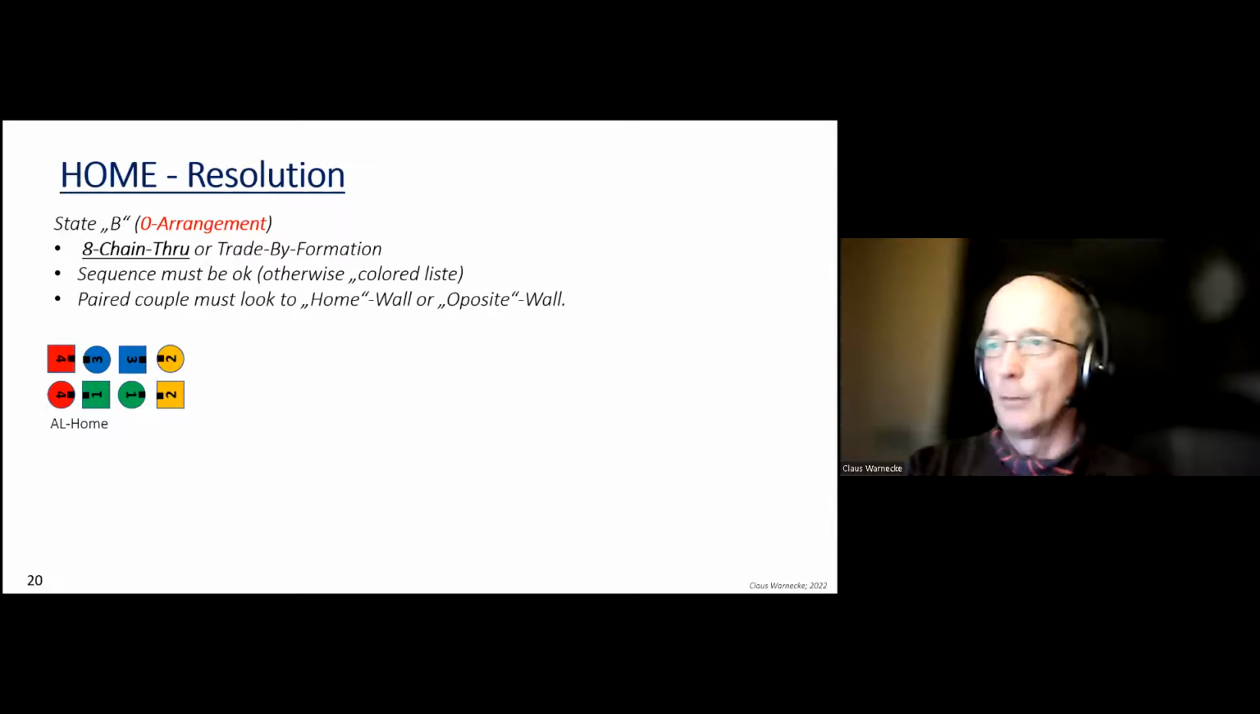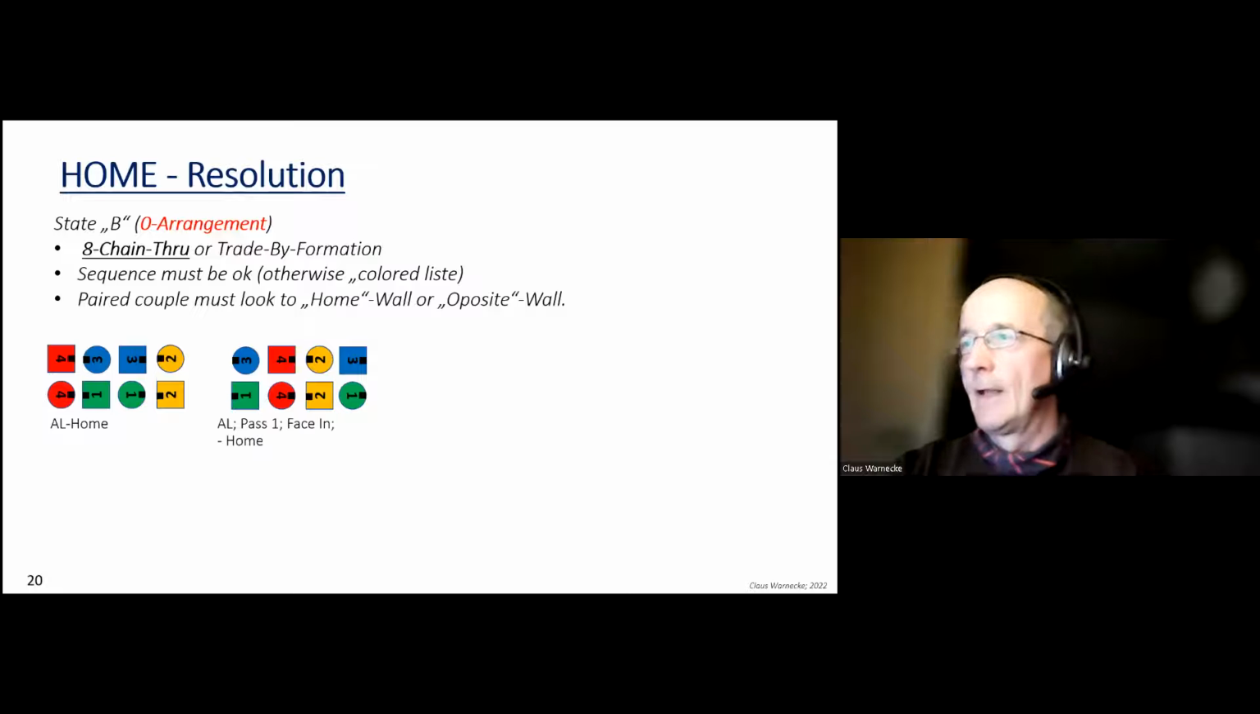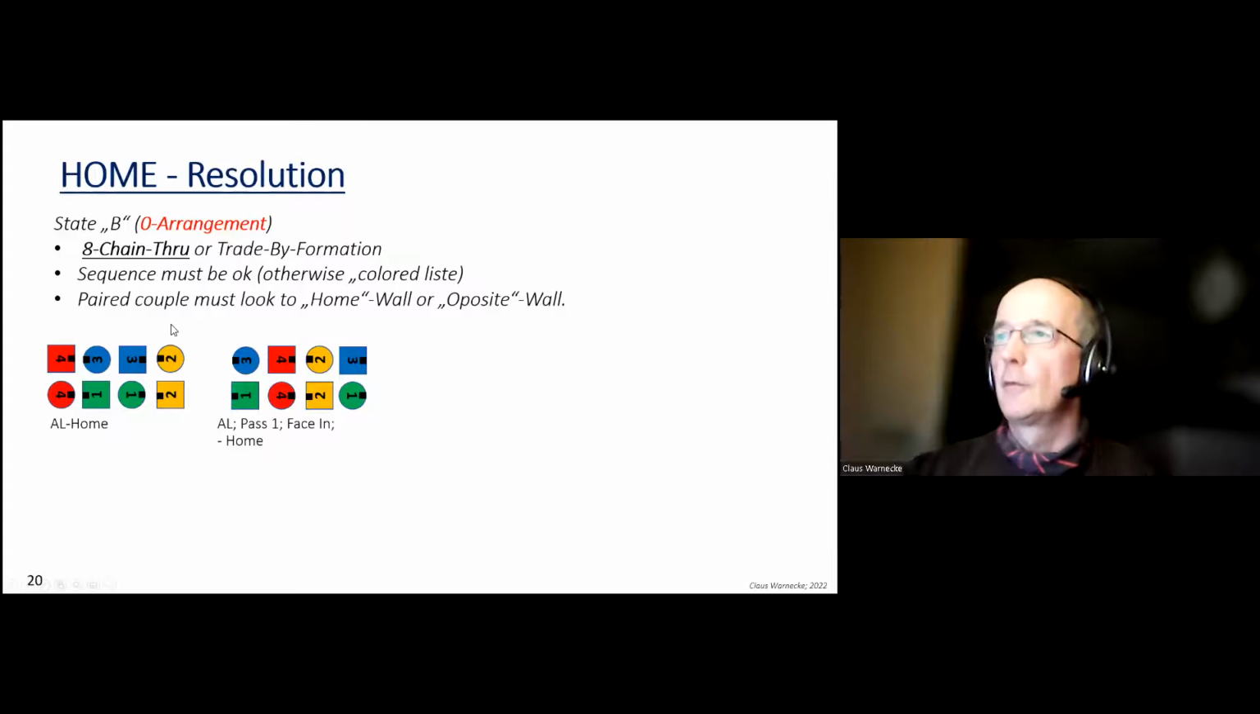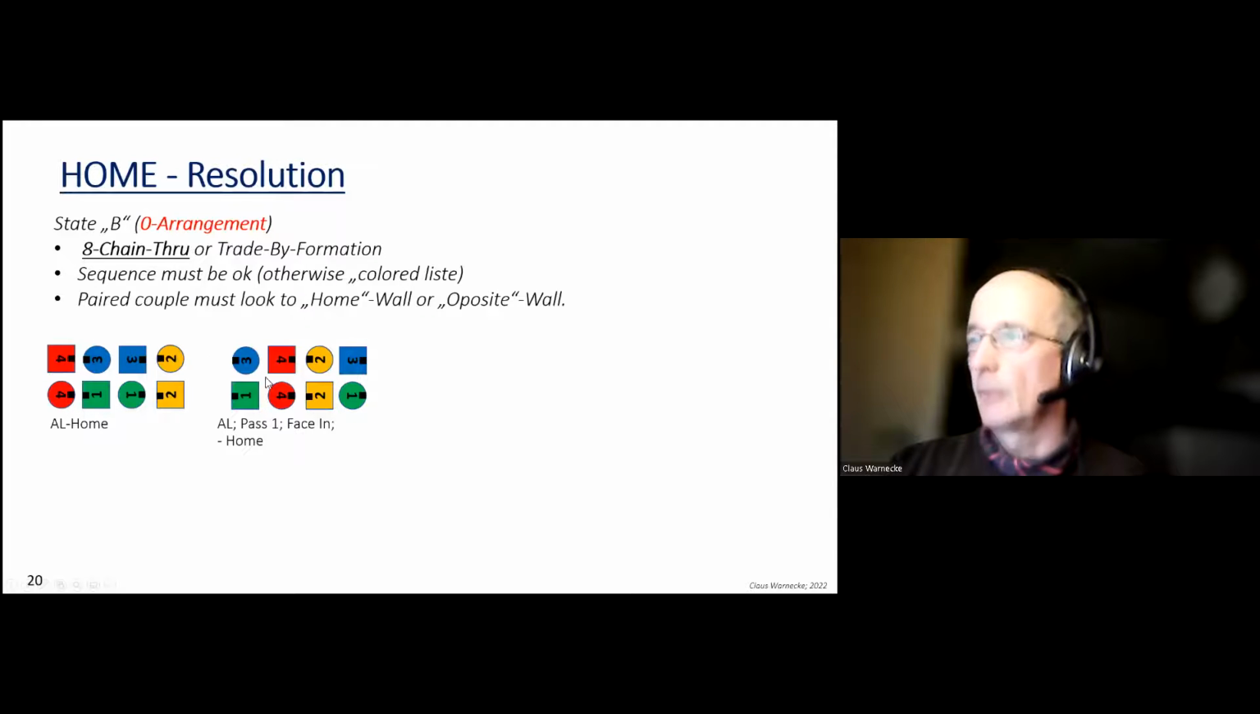Element left, you're home. I go from the A chain through formation, all positions pass through, trade by, pass through, trade by, pass through, trade by. This gives me 8 different starting formations. This is after a pass through, the first one. After pass through, we come to the second. We can element left, pass 1, face in, you're home.